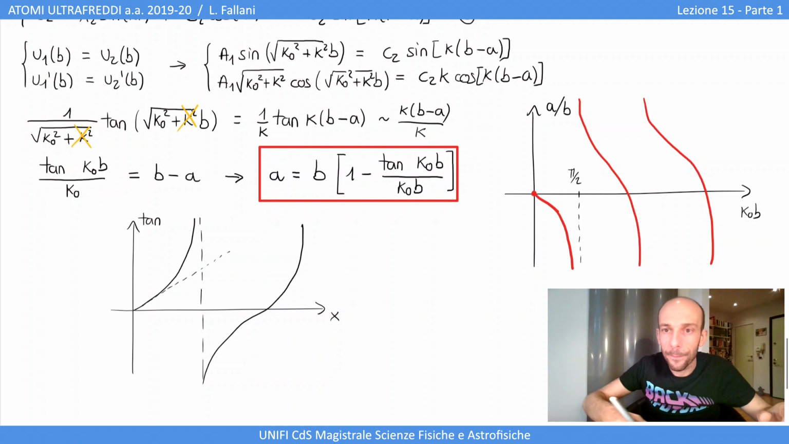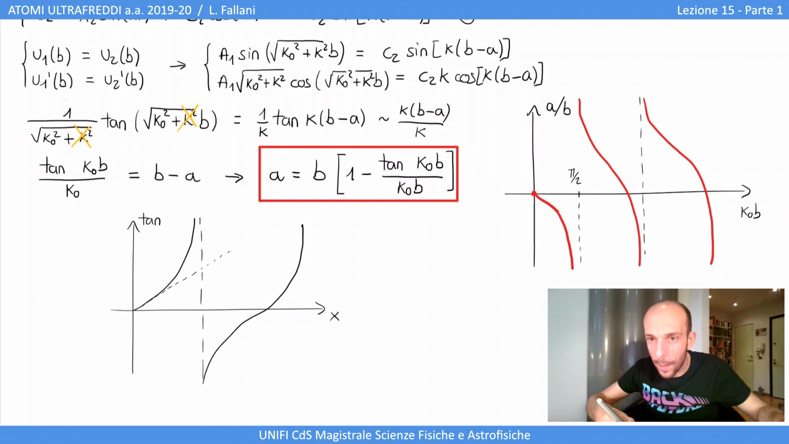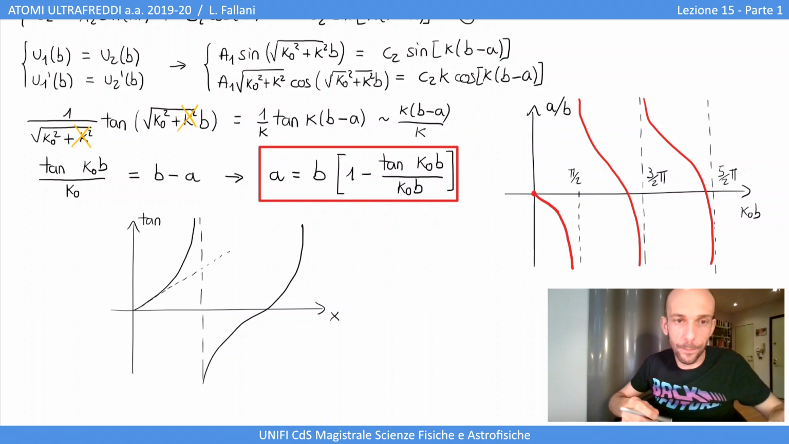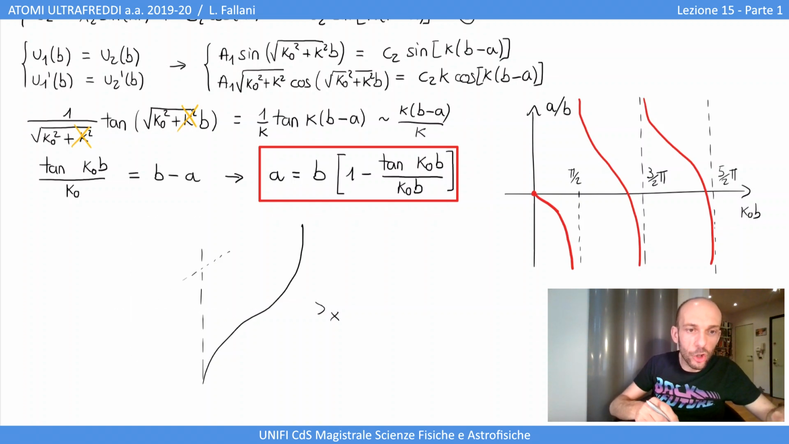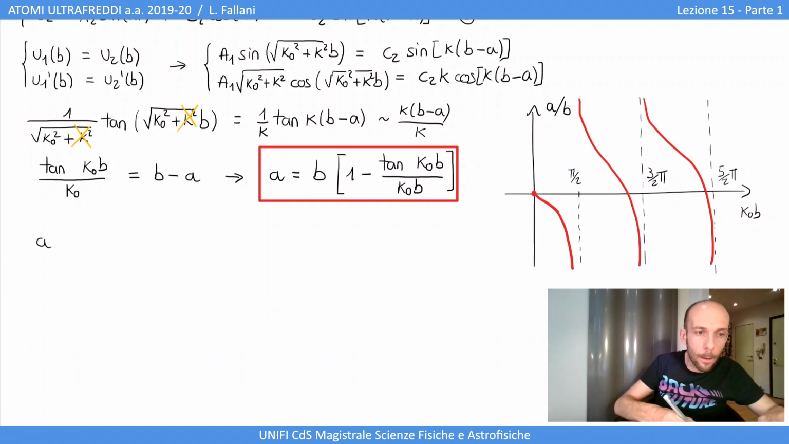And then if we plot this function, we realize that this is something like this. So we have many poles that are the first for pi half, the second for 3/2 pi, then 5/2 pi, and so on. So we will have a divergence in the scattering length that will change from negative to positive each time that k0b is an integer n plus 1/2 times pi.